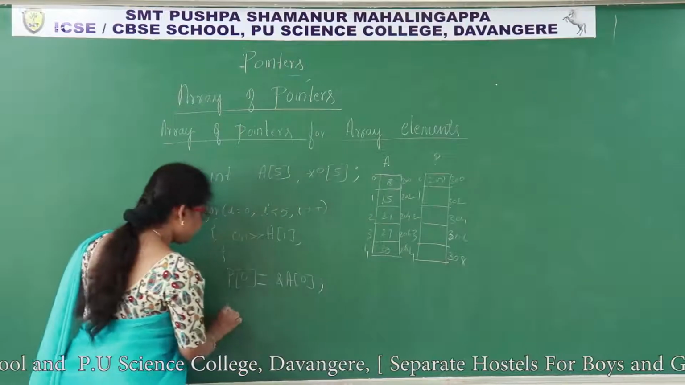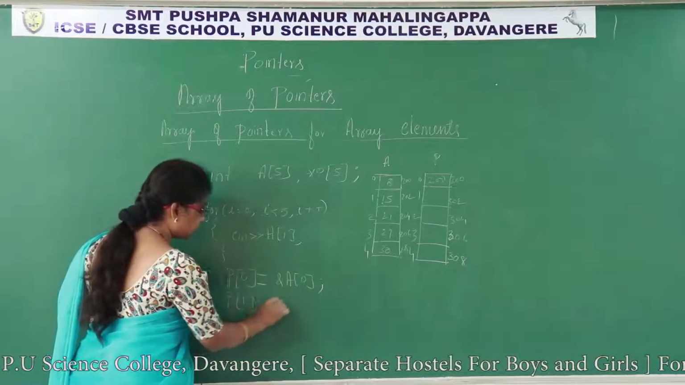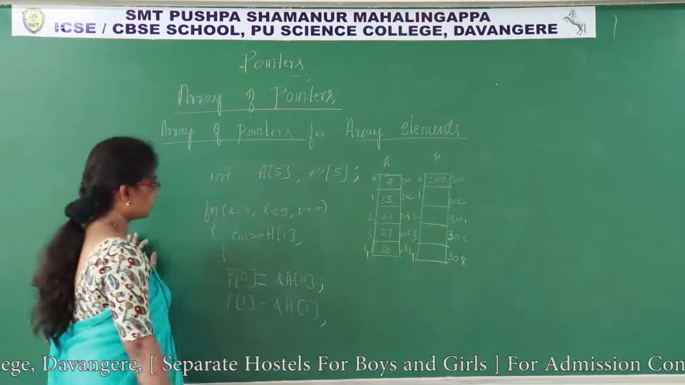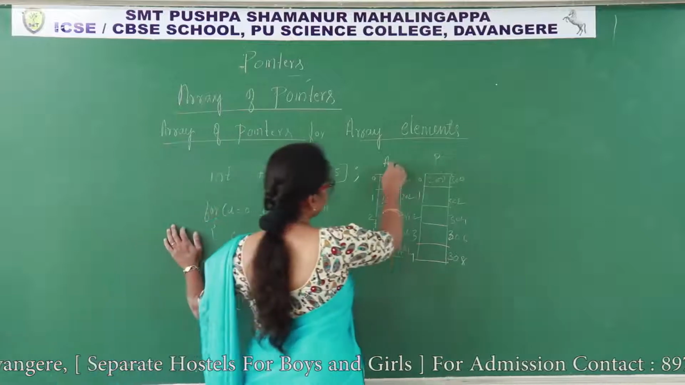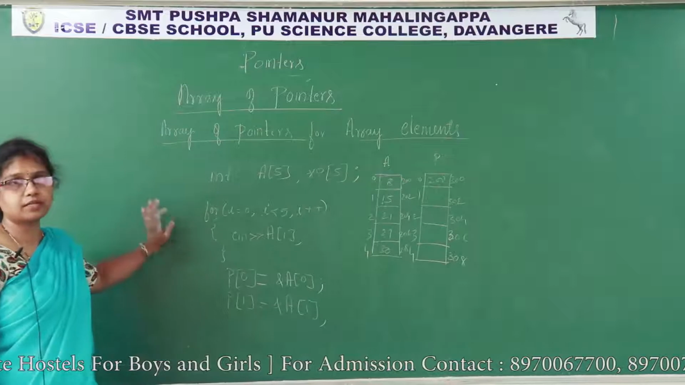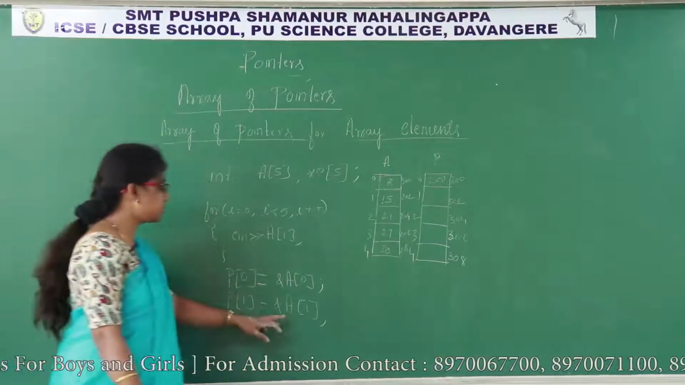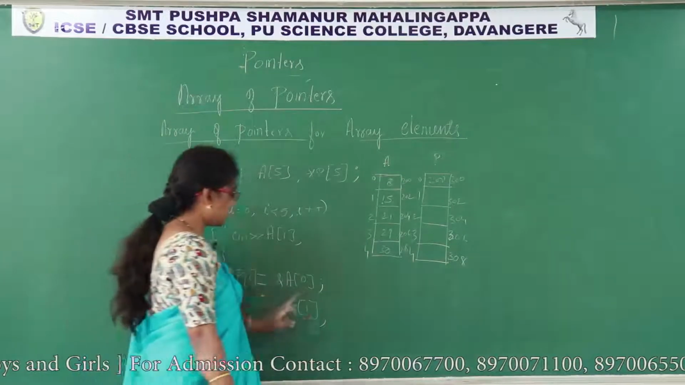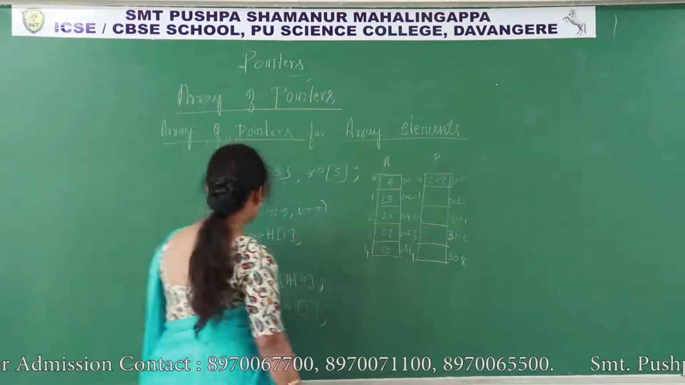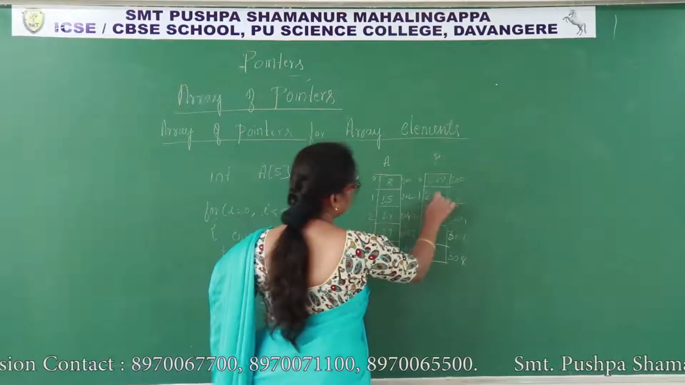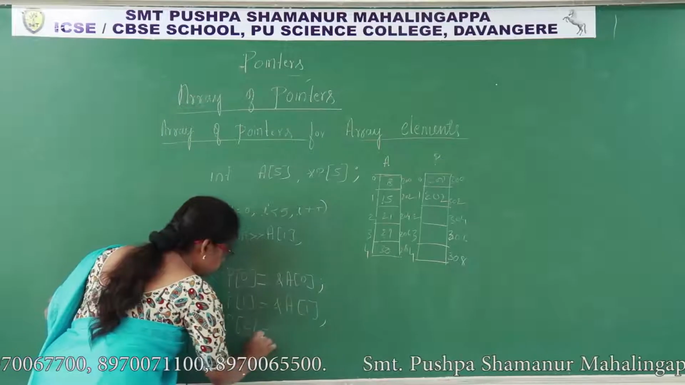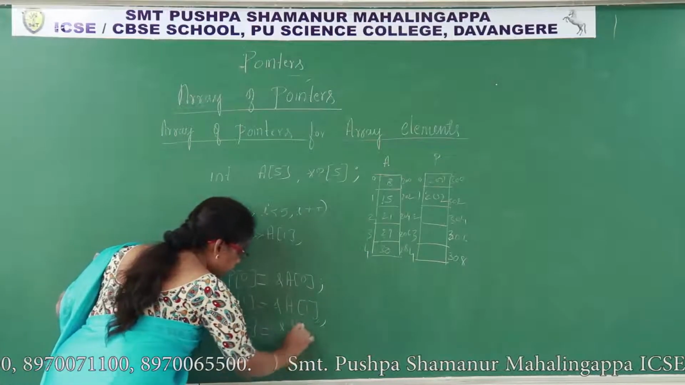Next, P of 1 is equal to ampersand A of 1. What is the address of A of 1? You all know what is the purpose of ampersand. This is an address operator. Ampersand returns the address of this location. A of 1, what is the address? 202. 202 has to be stored in P of 1. Next, P of 2 is equal to ampersand A of 2.